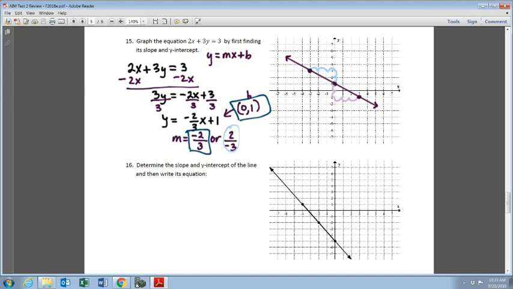Let's look at 16, and we'll call this the last problem for this video. It says determine the slope and y-intercept of the line and then write its equation. Alright, so first of all, the slope and the y-intercept, that makes me think of slope-intercept form. If I could find the slope and the y-intercept of this line, I could just plug the slope and y-intercept right into this.